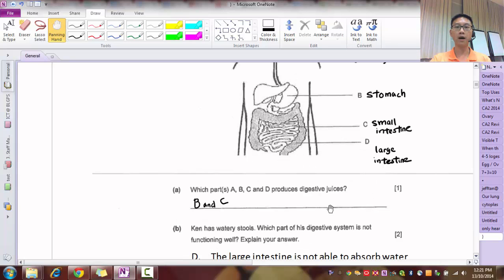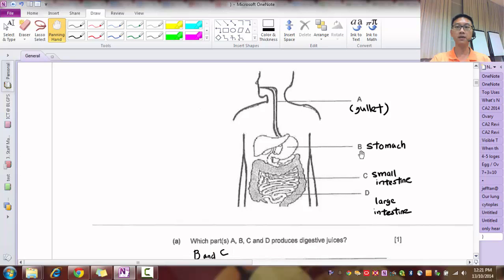Which part produces digestive juices? Basically it's B and C. Why? Because B is your stomach. The stomach is where digestion starts, or rather, the main bulk of digestion occurs at your stomach, so that's where you need digestive juices. Your small intestine also finishes up the digestion process, so it needs digestive juices as well.